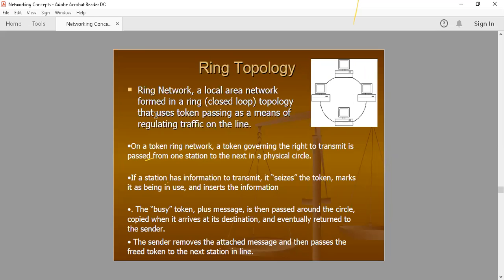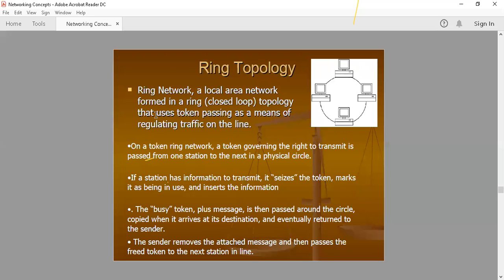On a token ring network, a token governing the right to transmit is passed from one station to the next in a physical circle. If a station has information to transmit, it seizes the token, marks it as being in use, and inserts the information. The busy token plus message is passed around the circle, copied when it arrives at its destination, and eventually returns to the sender. The sender removes the attached message and then passes the free token to the next station in the line.